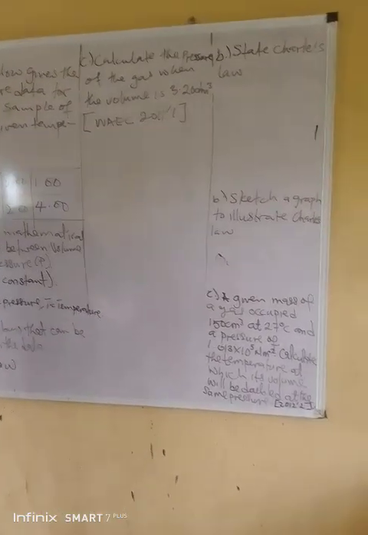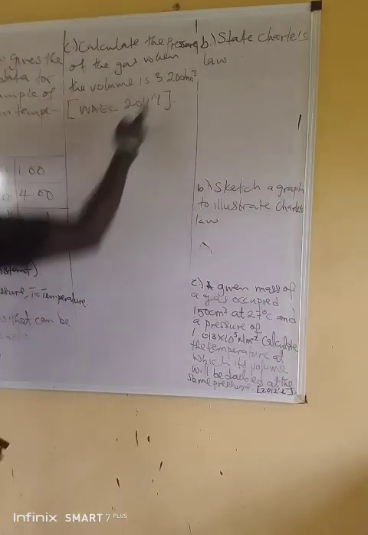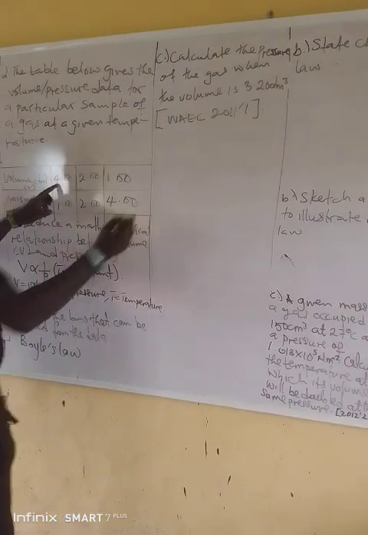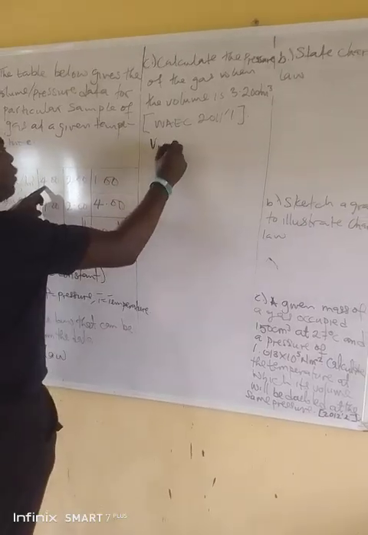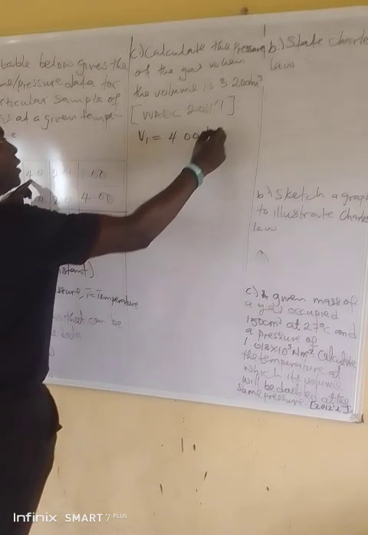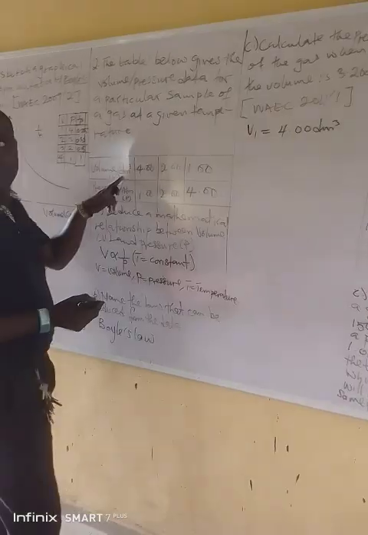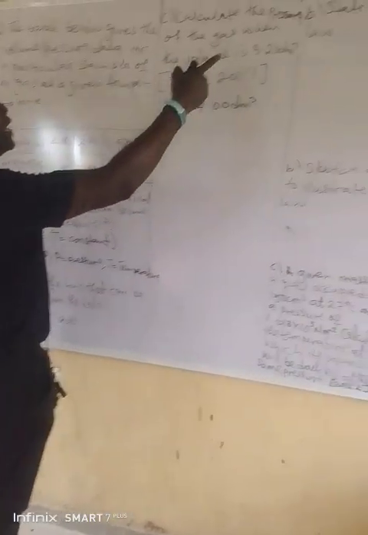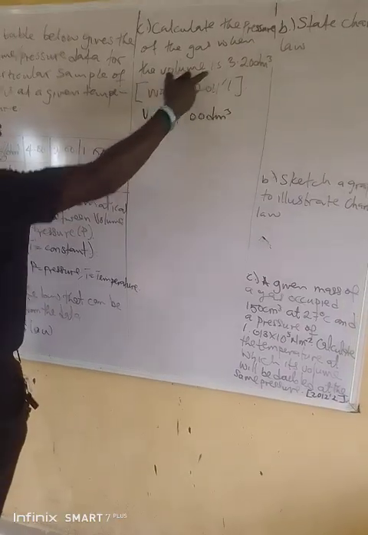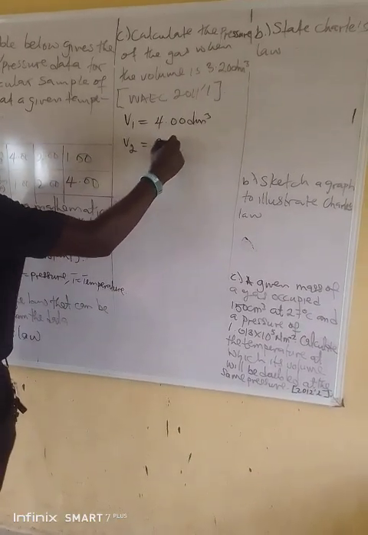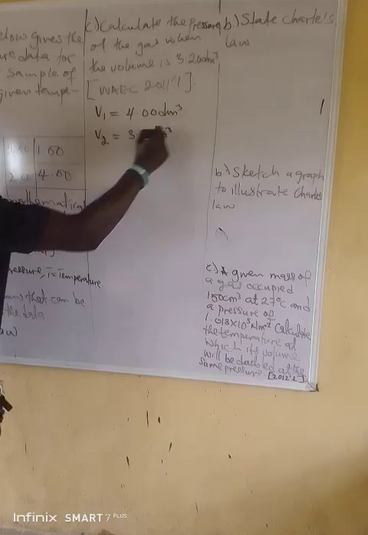When the volume is 3.2, do we have any 3.2 here? No. So I can choose this 4 as my V1, 4.00 dm cube. Where did I see my dm cube? It is here. Now they say I should find what? Calculate the pressure of the gas when the volume is no longer this one. That's V2, which is now 3.2 dm cube. Are we together?